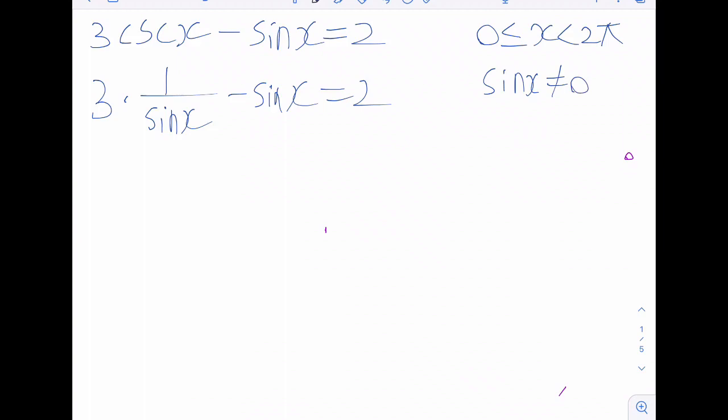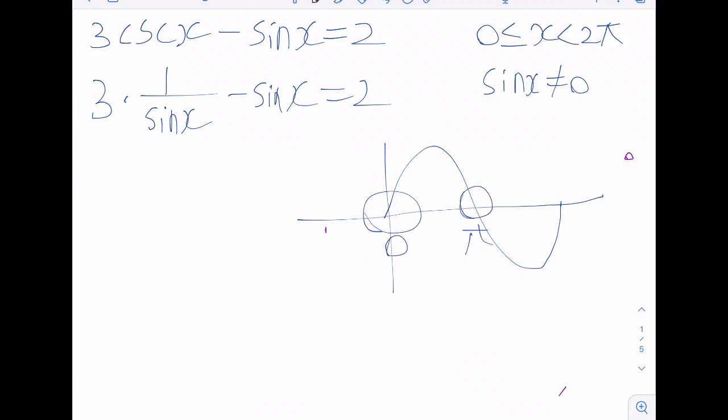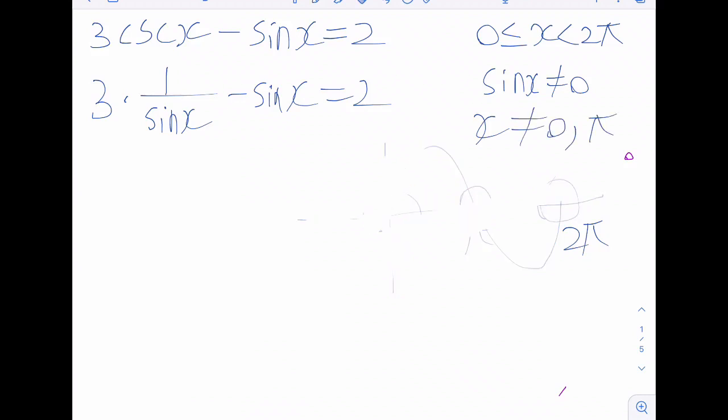If sine of x cannot equal 0, let's draw a sine graph quickly. It will look like this, and sine of x will equal 0 at 0, and at this point, which will be pi. It will also equal 0 at this point, which is 2 pi, but we cannot include that because it's already excluded in our initial restriction. So we can say that x cannot equal 0 and pi. For solving trigonometric equations, guys, it's very important that you know how to draw these graphs of sine and cosine. Alright, so now we have these two restrictions right here.